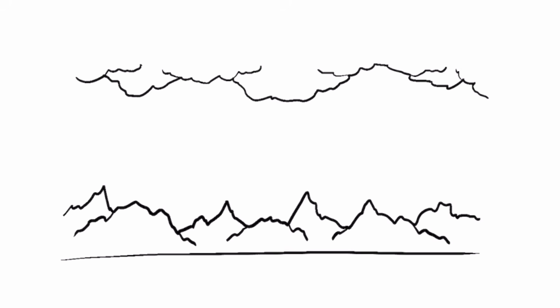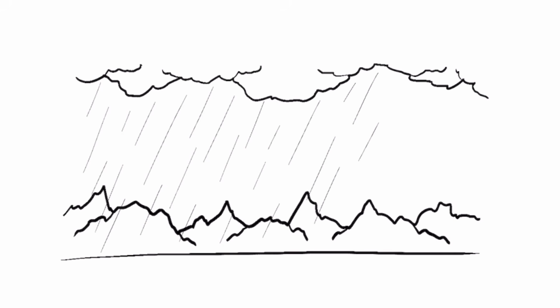Next, add some long, thin diagonal lines coming down from the clouds for the rain. Followed by a Z shape coming down from here, and another Z shape coming back up to the cloud for some lightning.